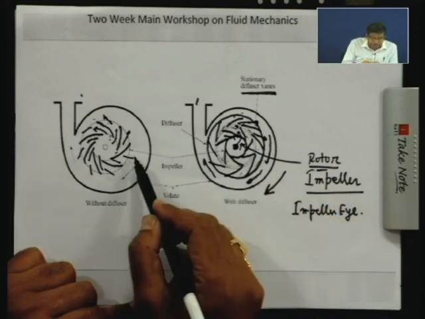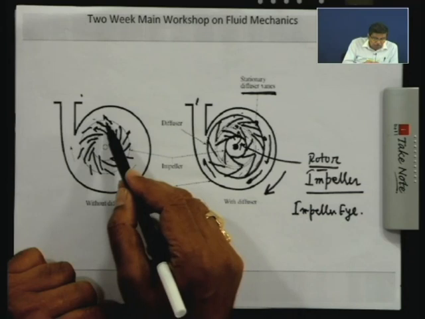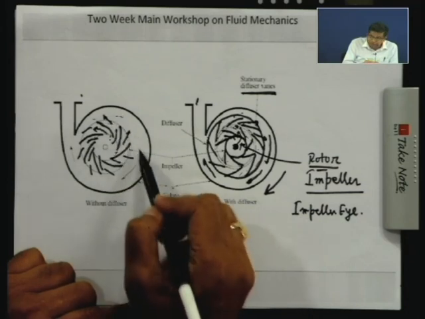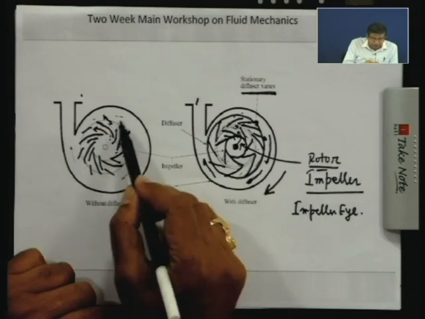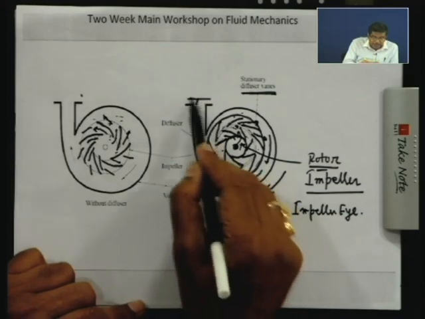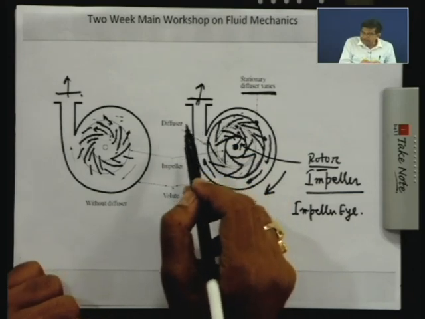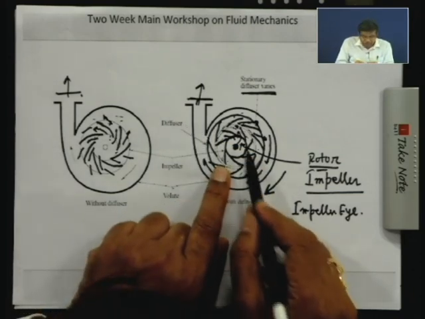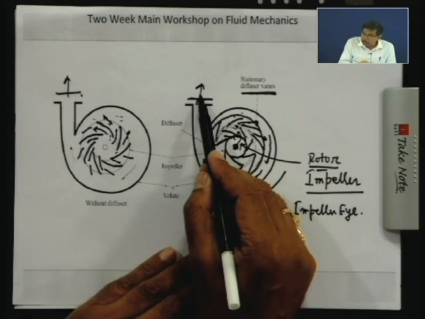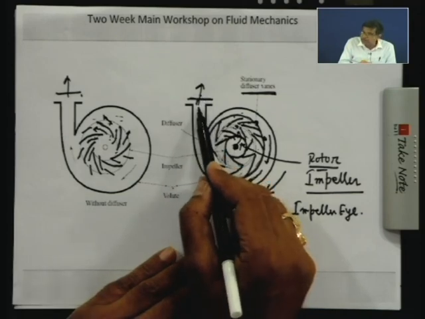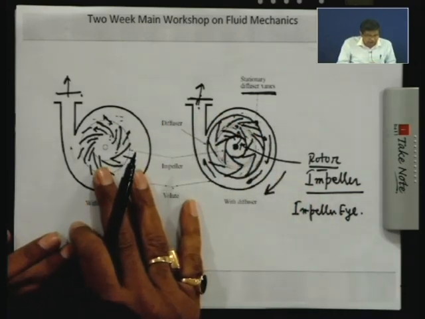For a small capacity machine, what happens? We do not have the stationary diffuser vanes, we only have a volute casing, which is sufficient to convert a major part of the kinetic energy at the outlet of the impeller to pressure energy. Finally, at the delivery end here, we have the water coming out with the energy received from the different components of the pump, in the form of more static pressure, having more pressure energy and less velocity.